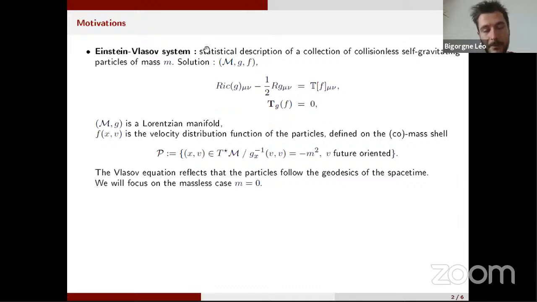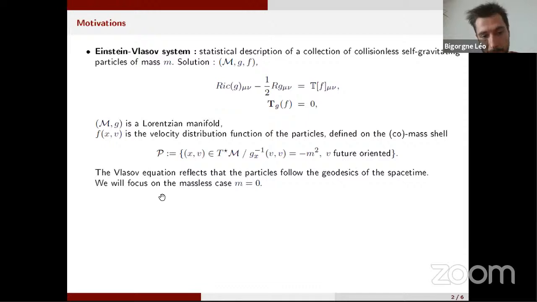So the evolution of the particles is described in phase space. More precisely, the Vlasov field is defined on a subset of the cotangent bundle, which is often called the mass shell, and which is defined by this set. It is, of course, completely equivalent to define it on the tangent bundle, but I found it more convenient, in order to see the analogies with the wave equation, to define it on the cotangent bundle.